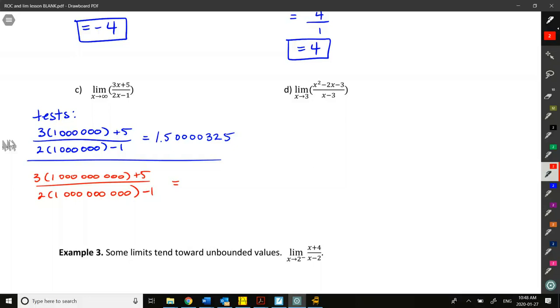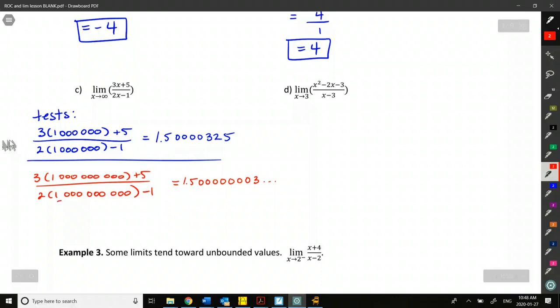Gabby, what'd you get? 1.50000000003. How many zeros did we say there? Was it 6? 7? Yeah, 7. And so on, right? Okay, so I think we can kind of see a trend happening here.